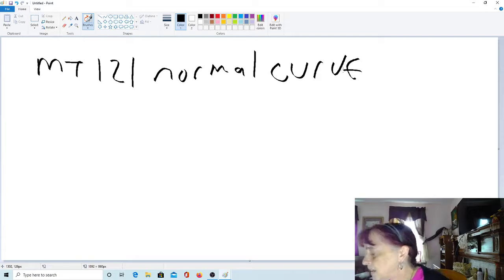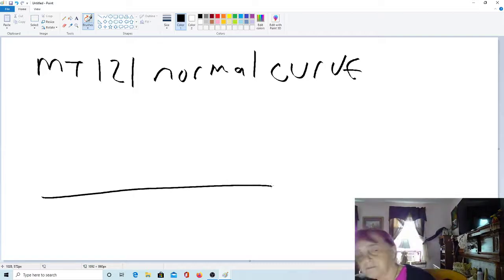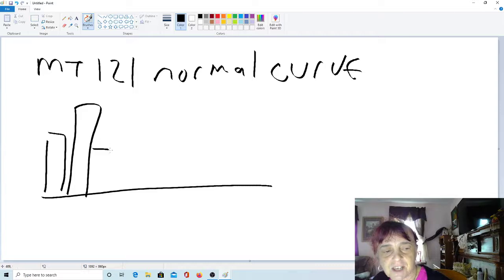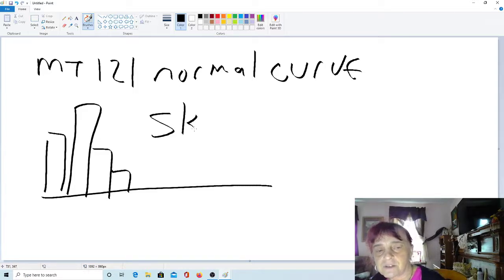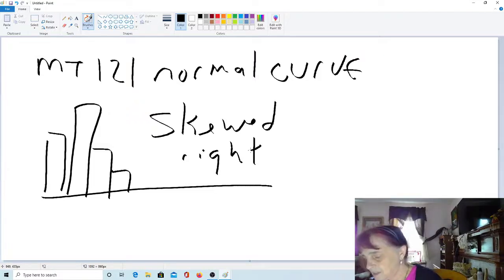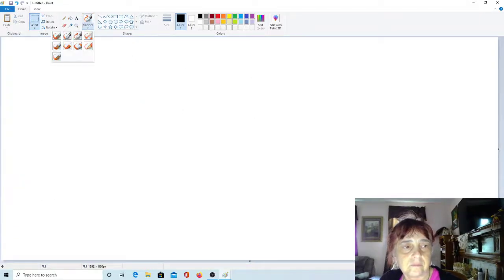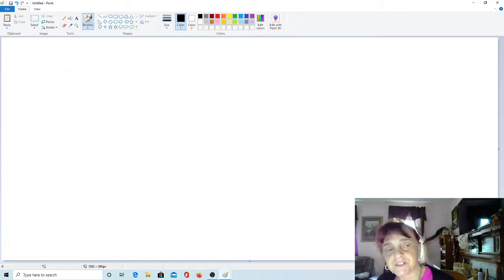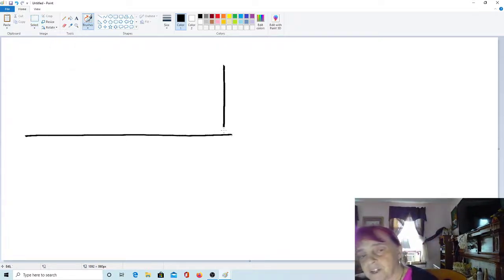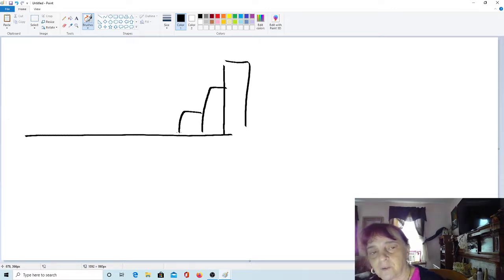Any set of data could be skewed left or skewed right. If it's skewed right, all the data are bunched up on the left hand side and there's nothing on the right. So that's called skewed right. And then skewed left is just the opposite. All the data are bunched up on the right hand side and there's nothing on the left. So that's called skewed left.